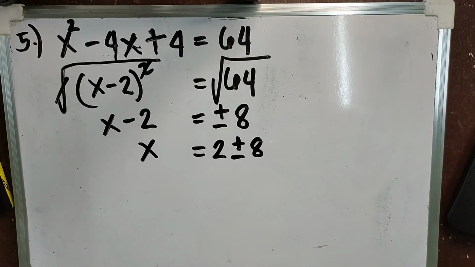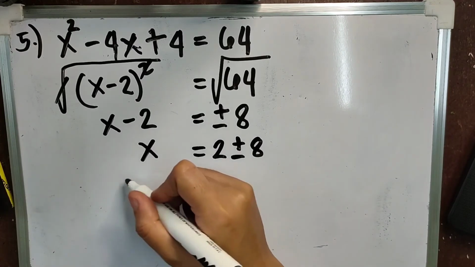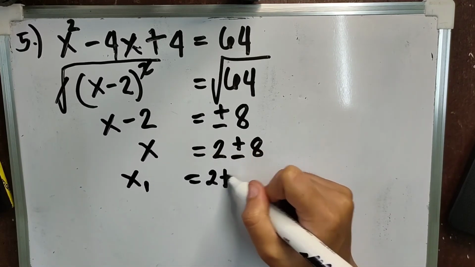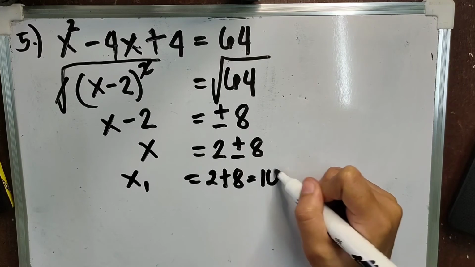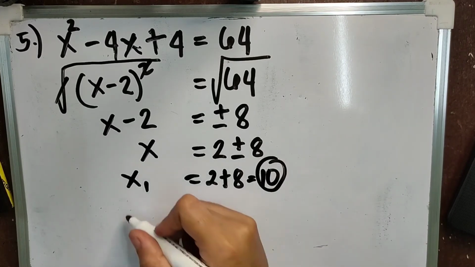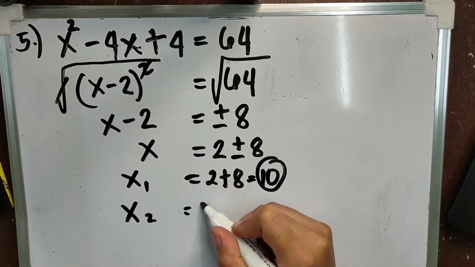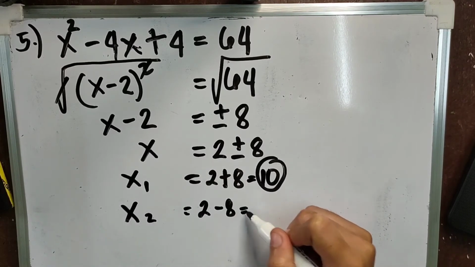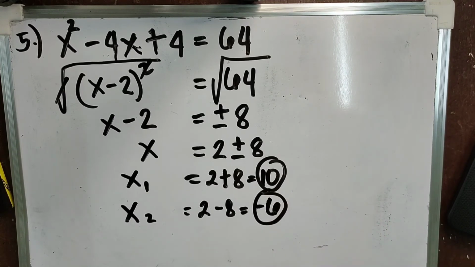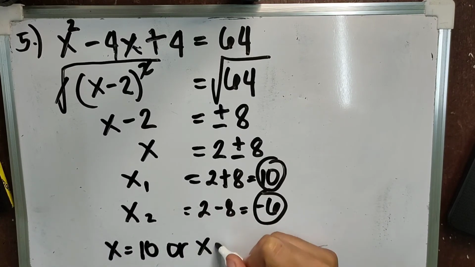Okay, we have x sub 1 and x sub 2. Your x sub 1 is 2 plus 8 equals 10. So that is our x sub 1. And your x sub 2 is 2 minus 8 equals negative 6. So the solution set is x equals 10 or x equals negative 6.